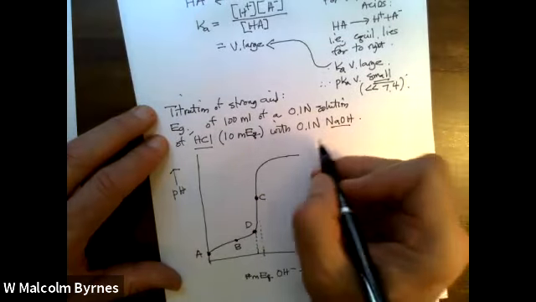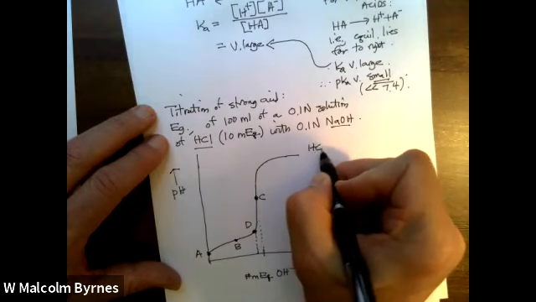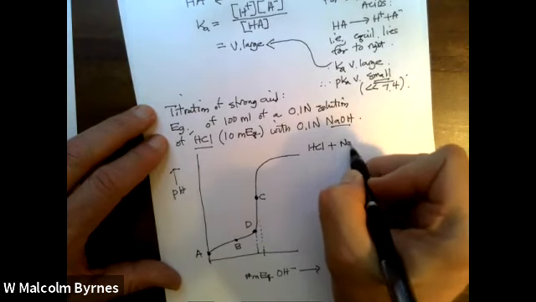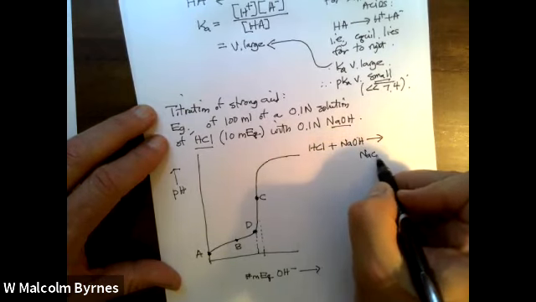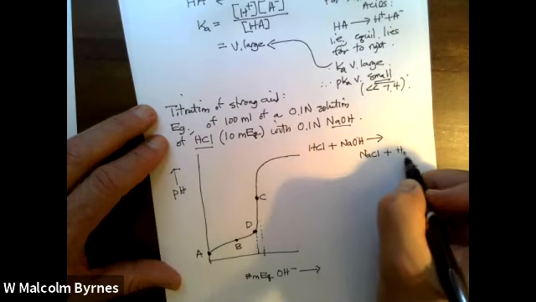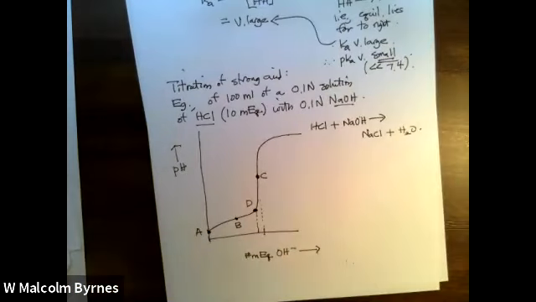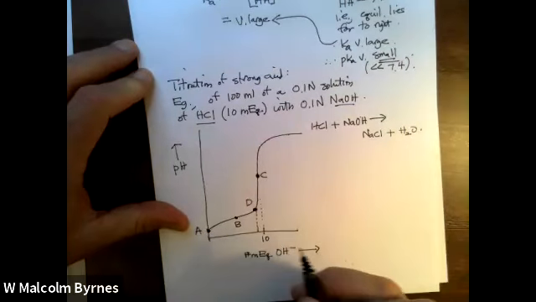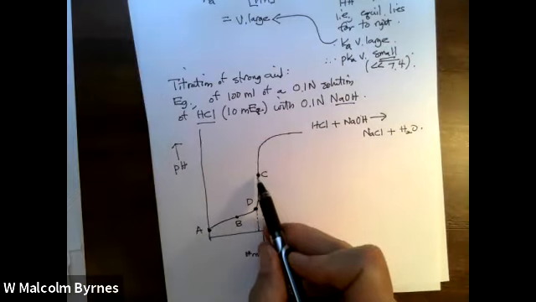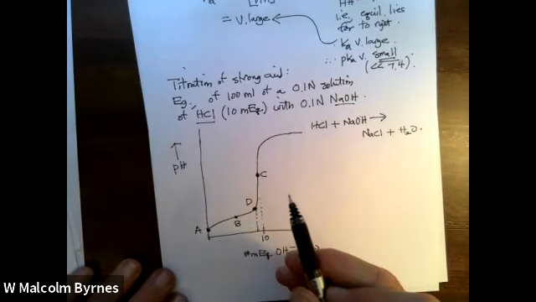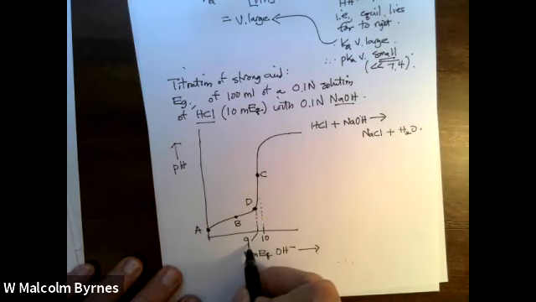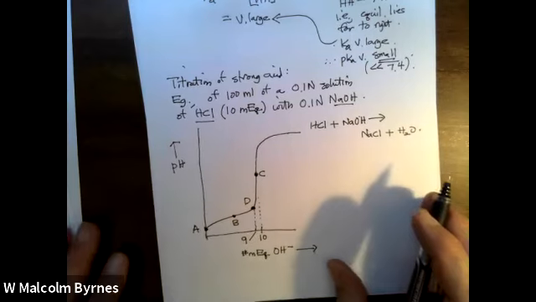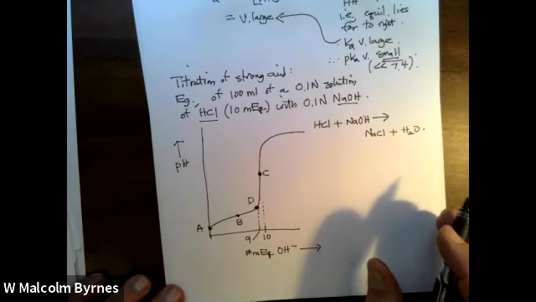titrate it completely. What happens is that the acid that's present reacts with the base that's added to form a salt, NaCl, plus H2O. Acid plus base gives salt plus water. So we're going to need 10 milliequivalents to completely titrate the 10 milliequivalents of the acid, and we're going to need 9 to titrate 90% of the acid. We know that already.